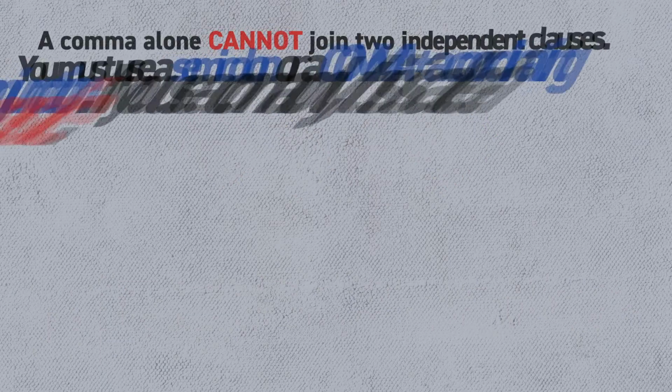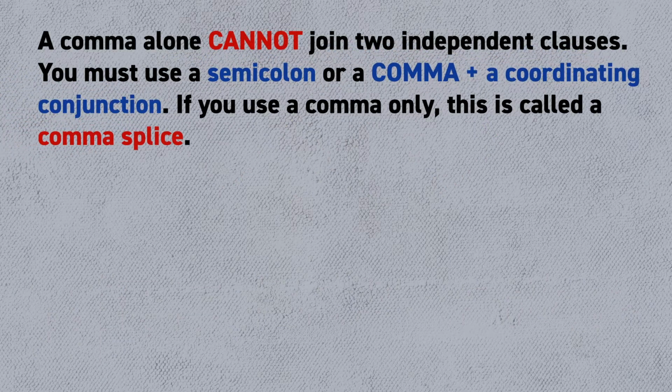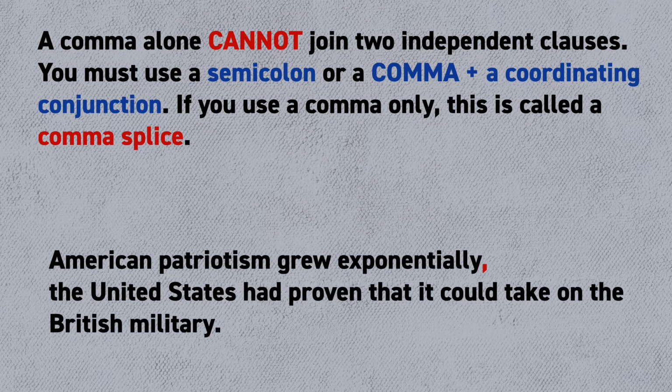A comma alone cannot join two independent clauses. You must use a semicolon or a comma plus a coordinating conjunction. If you use a comma only, this is called a comma splice. An example of a comma splice would be, American patriotism grew exponentially. The United States had proven that it could take on the British military. Let's correct it by adding the coordinating conjunction and.